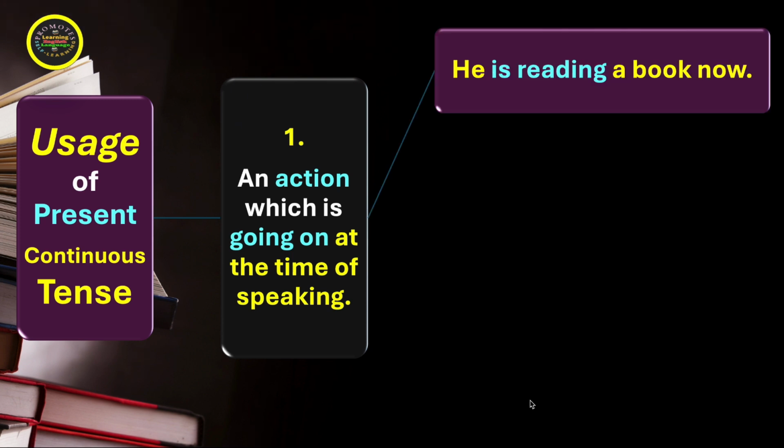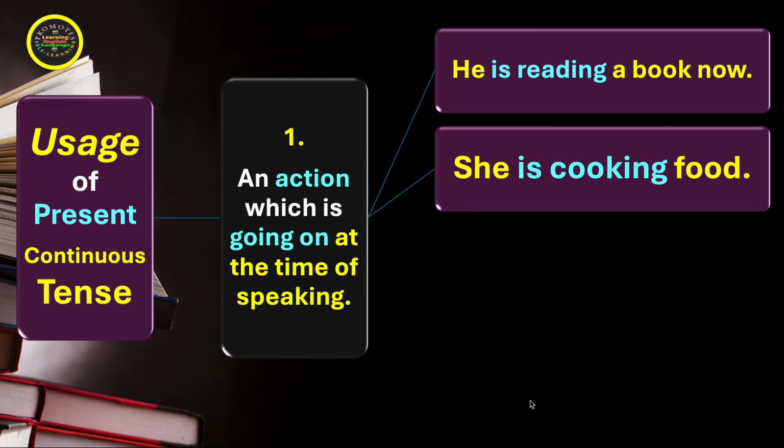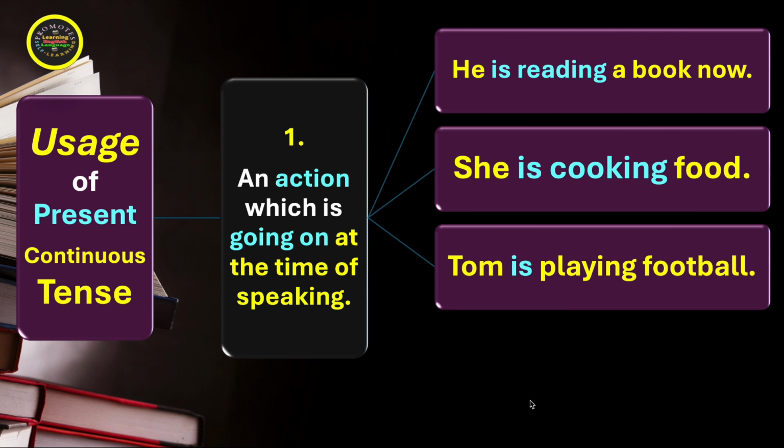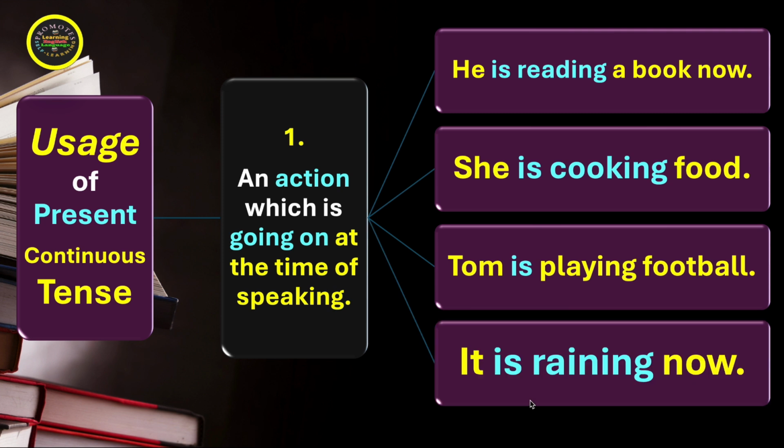See the examples. He is reading a book now. The action is going on at the present moment, at the time of speaking. She is cooking food. Tom is playing football, and it is raining now. What we notice in the following examples is that the work is progressing at the moment of speaking. It is happening in the present time, continuing at the present moment.